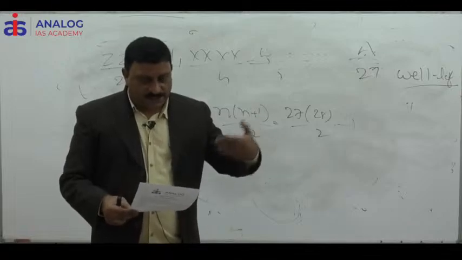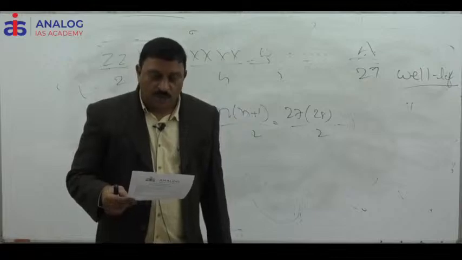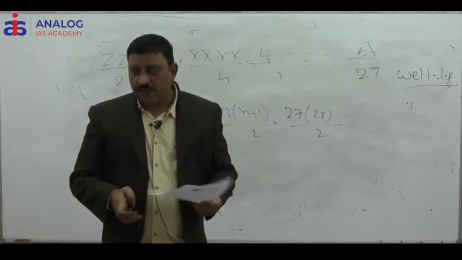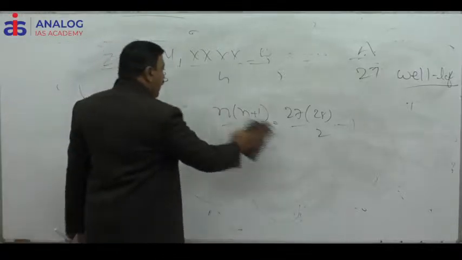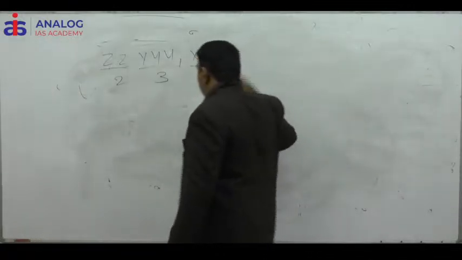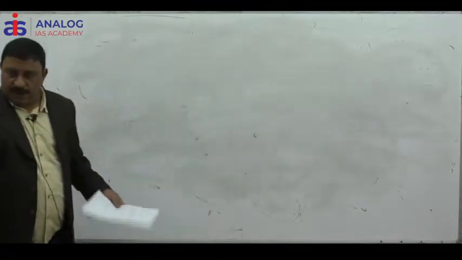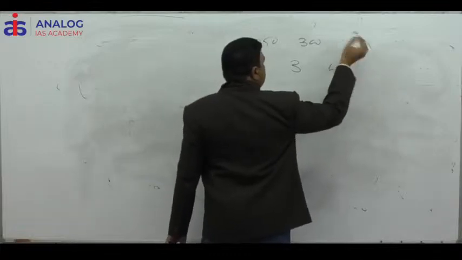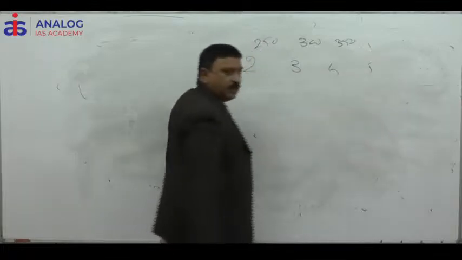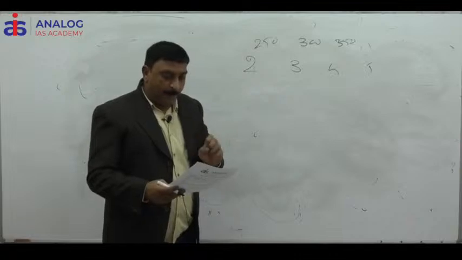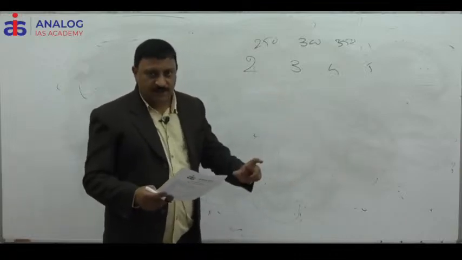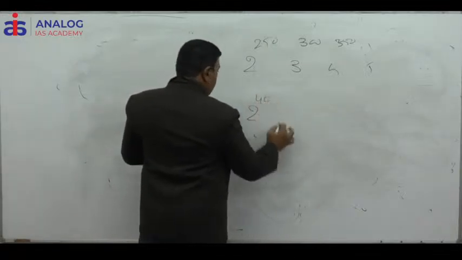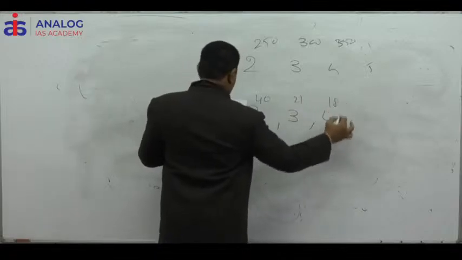Come to the 6th one. Which number amongst 2 power 40, 3 power 21, 4 power 18, and 8 power 12 is the smallest? The intention of this question is a very good framing of the question. In general, the question will be framed like this: 2 power 250, 3 power 300, 4 power 350, and so on. But here, they have taken powers of 2, 3, 4 and 8. Which is the smallest, they are asking? That is another good question. So just see: 2 power 40, 3 power 21, 4 power 18 and 8 power 12.